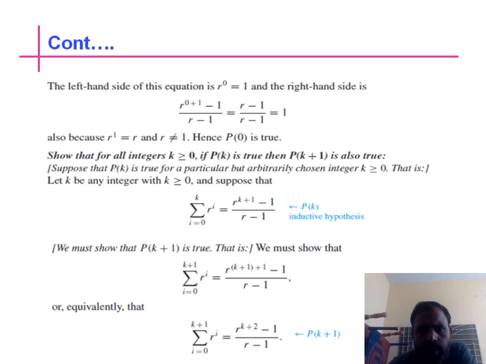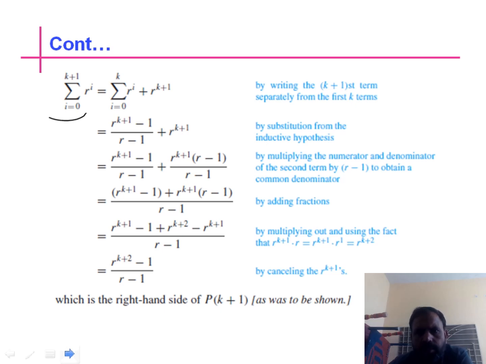Now we show that for all integers k greater or equal to 0, if p of k is true, then p of k plus 1 is also true. Suppose that p of k is true for a particular but arbitrarily chosen integer k greater or equal to 0, and suppose that the summation of r^i, i varies from 0 to k, equals (r^(k+1) minus 1) over (r minus 1) by the inductive hypothesis. We must show that p of k plus 1 is true. We must show that the summation of r^i, i varies from 0 to k plus 1, equals (r^(k+2) minus 1) over (r minus 1). So this is p of k plus 1.